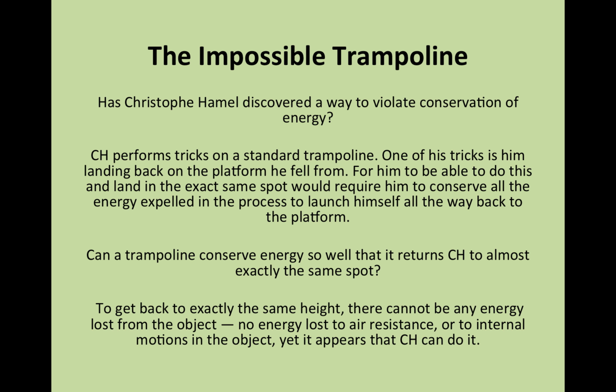For him to be able to do this and land in the exact same spot would require him to conserve all the energy he expels in the process to launch himself all the way back to the platform. The main question is, can a trampoline conserve energy so well that it returns CH to almost exactly the same spot? To do this, there can't be any energy lost from the system, which seems impossible, but CH seems to be able to do it.